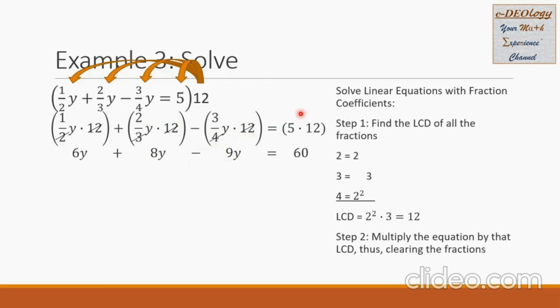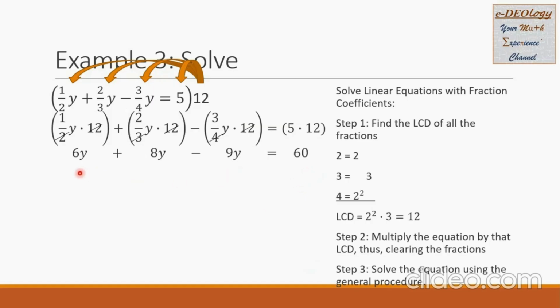And then equals 5 times 12 is 60. And step 3, let us solve now the equation using the general procedure. The general procedure says, let us put all variable terms in one side. So all the variable terms are in this side already, and all the constants on the other side. There is only one constant, and it is already on the other side.